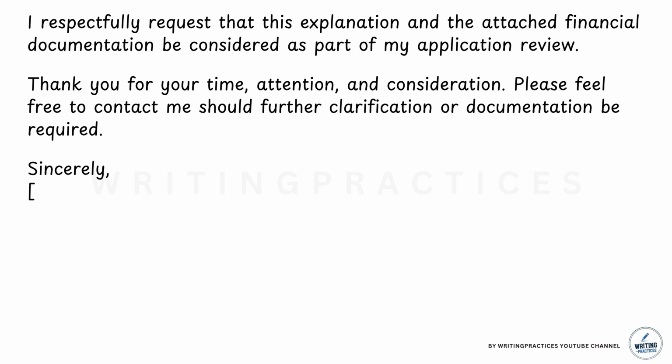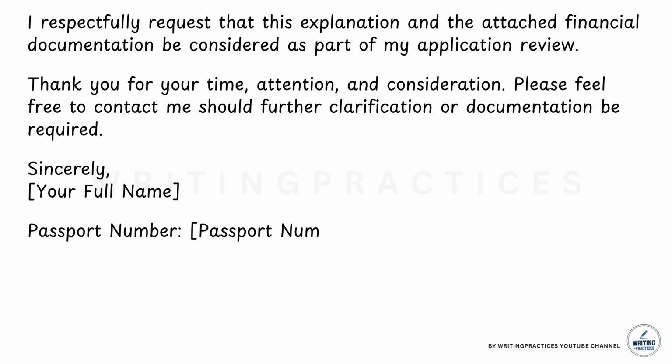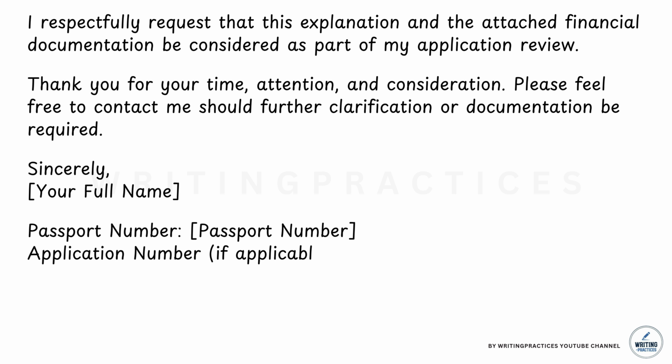Sincerely. Now close the letter properly. For example, Sincerely, Michael Turner. This is your formal closing and signature. Passport and application information. Finally, include your identifying information. For example, passport number P123456778. Application number STP-2026-458721. This information helps immigration officers quickly match the explanation letter to your application file and supporting documents.